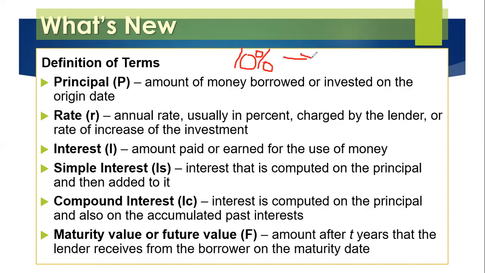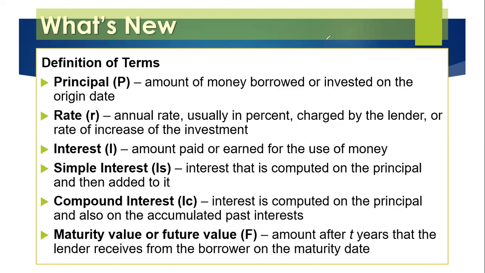Kapag naman i-convert natin sa decimal, baligtad. Mula dun sa pinaka-rightmost na decimal point, move natin to the left naman. Kanina, nag-convert tayo ng decimal to percentage. Ngayon naman, gamitin natin mamaya rin to: percent to decimal. So, 10% is 0.10 in decimal. Okay? So, interest, amount paid or earned for the use of money.